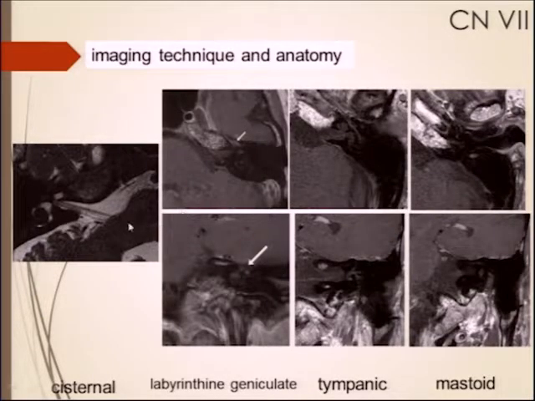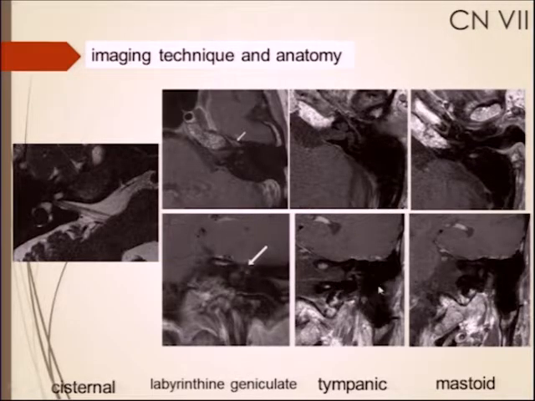But in visualizing the major portions of the nerve, you're going to use a KISS sequence to look at the cisternal segment going into the internal auditory canal, and then post-gadolinium axial T1 weighted images to look at the geniculate ganglion, the tympanic segment, and the mastoid segments of the nerve.